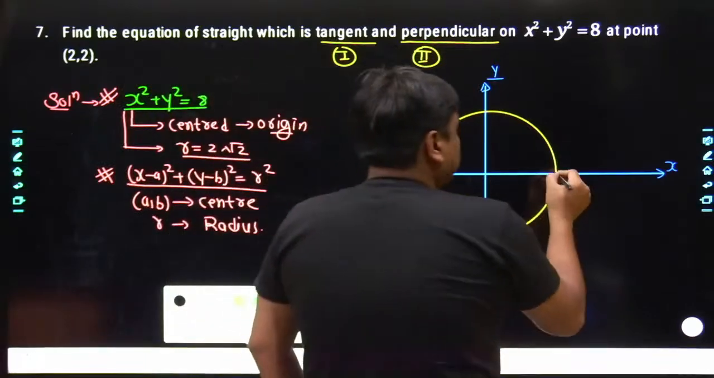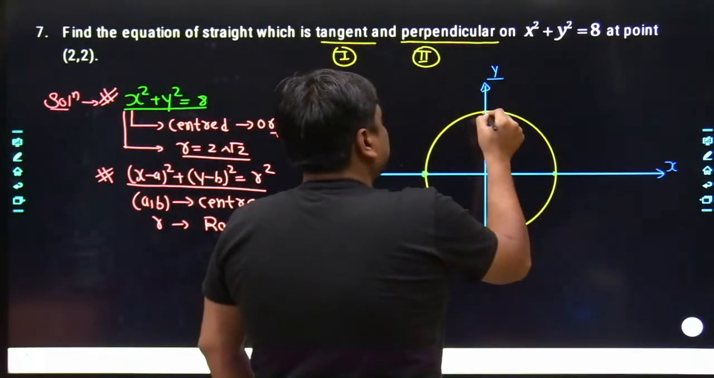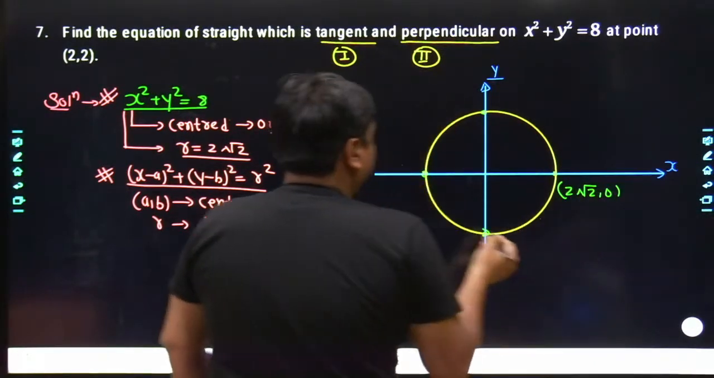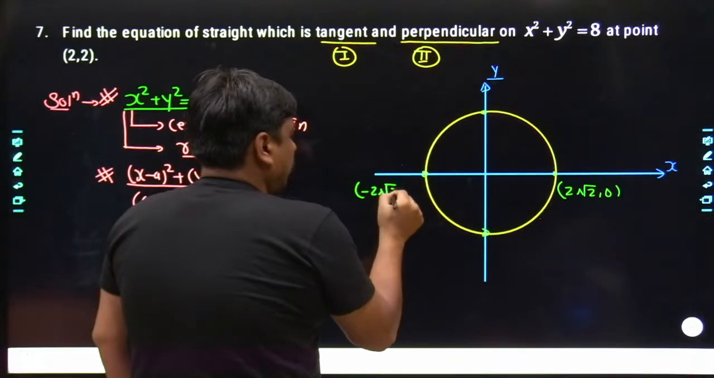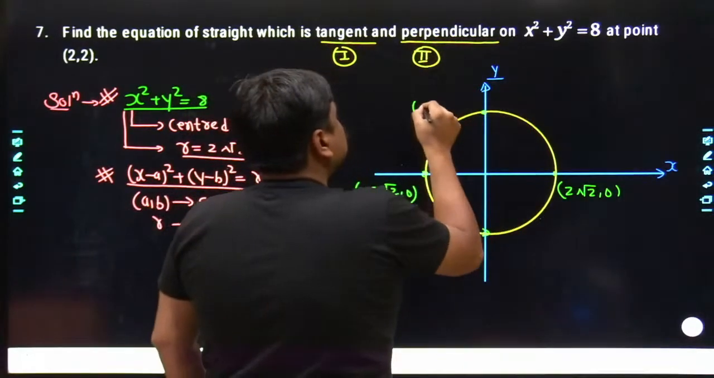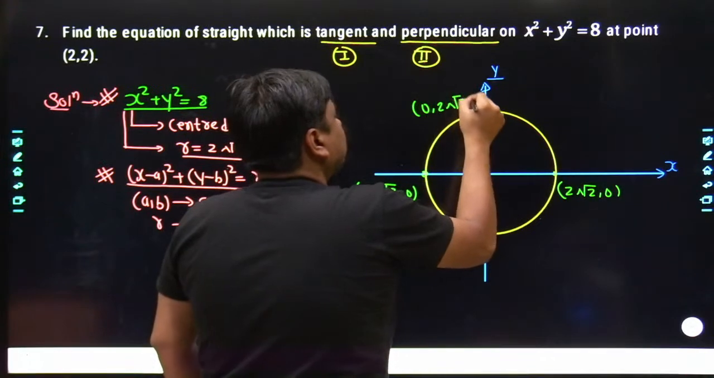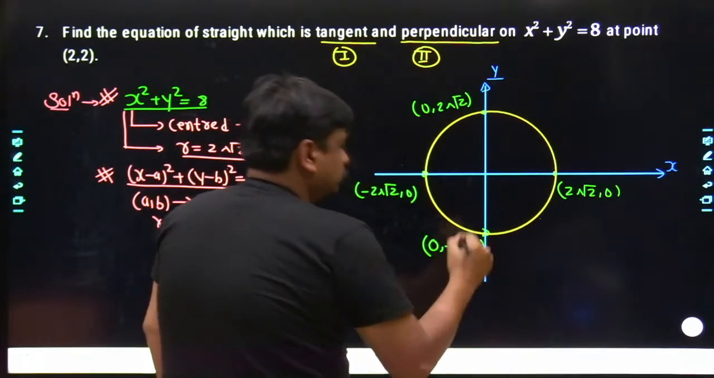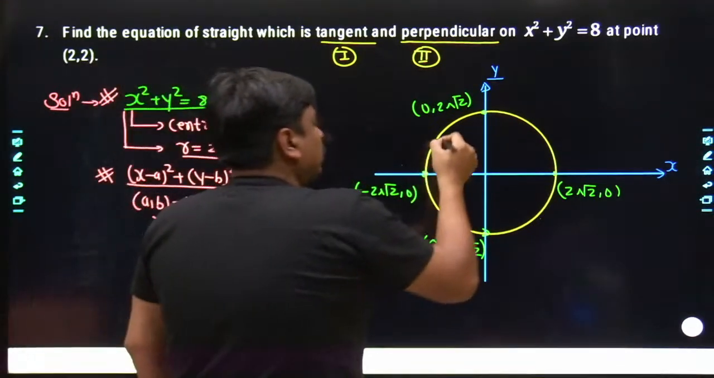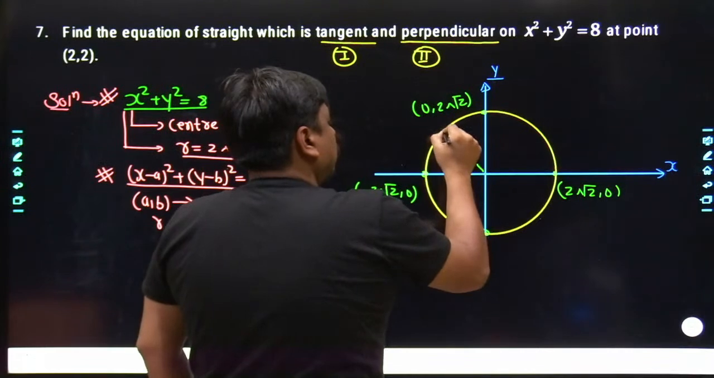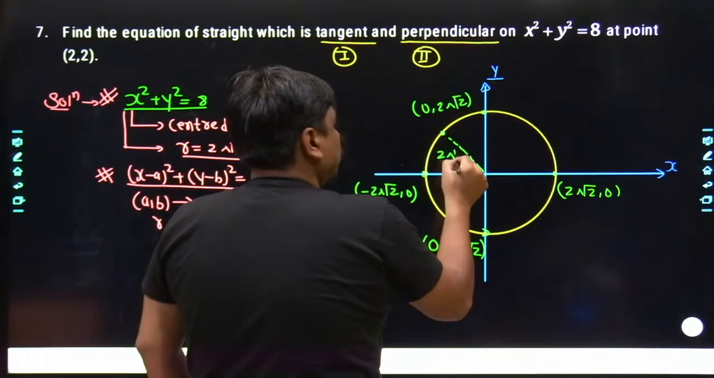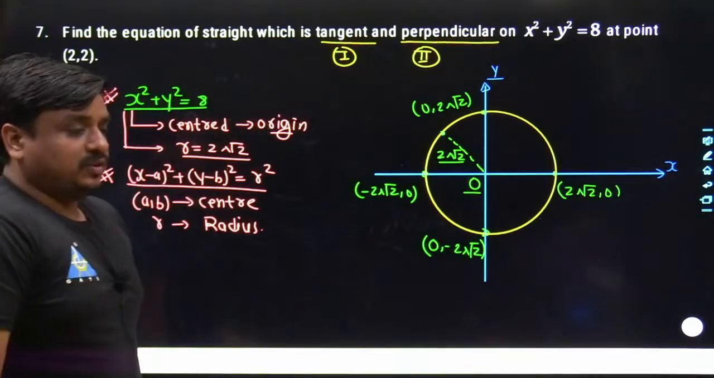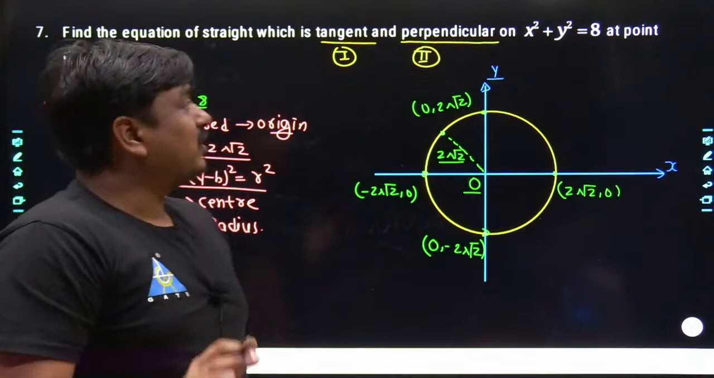Precisely, if you want to know where it intersects the positive and negative x and y axes, you yourself would be able to understand. It would be (2 root 2, 0), here it goes (minus 2 root 2, 0), here it goes (0, 2 root 2), and similarly here it goes (0, minus 2 root 2). And the radius of this circle is 2 root 2, and the center is at the origin.